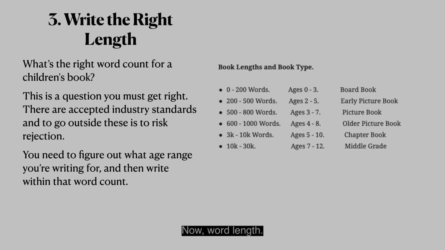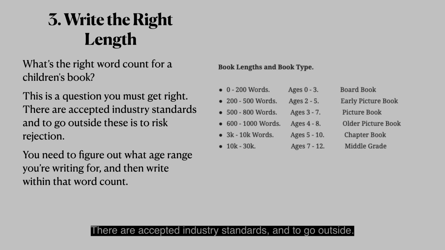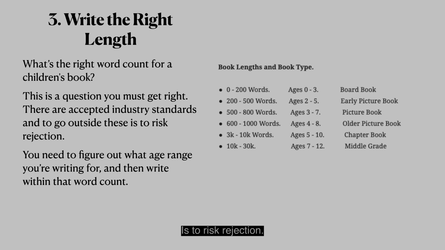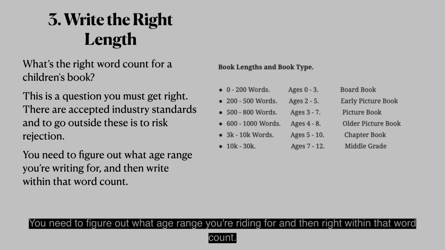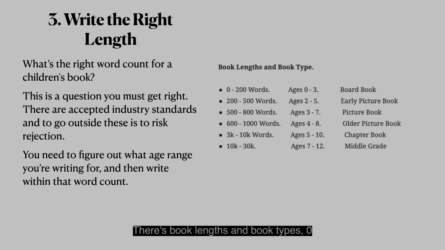Now, word length. What's the right word length for a children's book? This is a question you must get right. There are accepted industry standards, and to go outside is to risk rejection. You need to figure out what age range you're writing for and then write within that word count. And there's book lengths and book types. 0 to 200 words, ages 0 to 3, a board book. 200 to 500 words, ages 2 to 5, early picture book. 500 to 800 words, ages 3 to 7, a picture book.